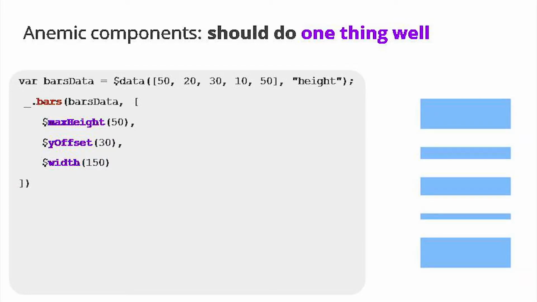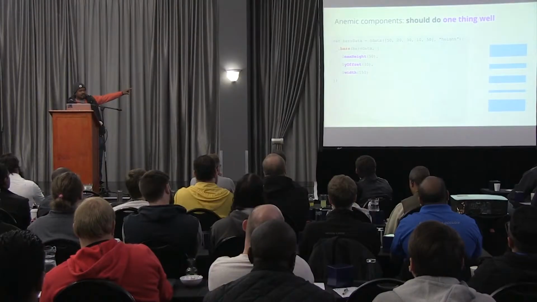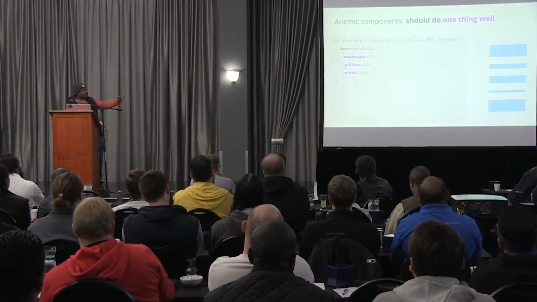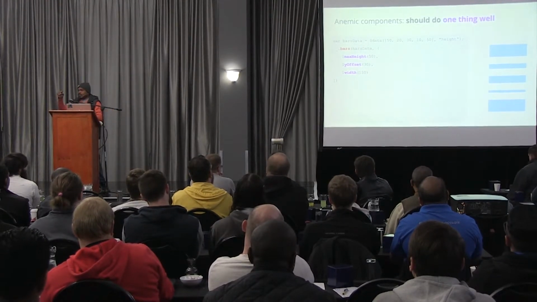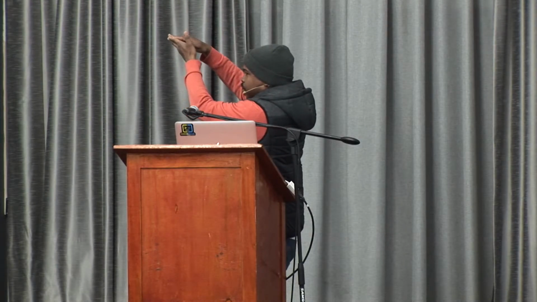So if you're using anemic components, or building your own anemic components, there are a bunch of things that you should try to do. For one, you should do one thing well. Your components should do one thing well. In this case, the anemic component is bars, right? And then there are some side effects that we inject into it. So we can set the max height. The max height of any of the bars will be no larger than 50 pixels, regardless of the data. There's a Y offset that dictates how the thing is stacked, and then there's a width.